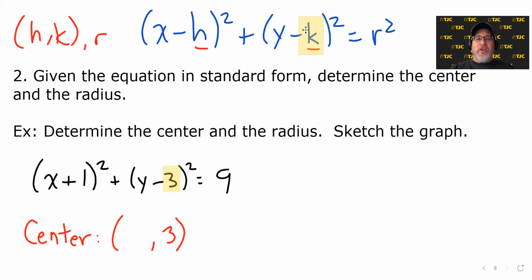But the x coordinate is the number being subtracted from the x. So what number is being subtracted from the x? Now, if you said 1, wrong, because 1 is the number being added to the x, not subtracted. So what do we do? How can I possibly look at x plus 1 and answer the question, what's being subtracted from the x? Now, I know a lot of you probably know that the x coordinate of the center is −1, but bear with me for a second.